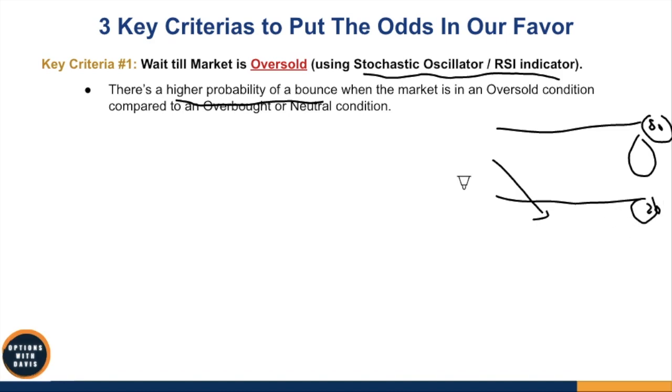Now, there'll be times when you put on the bull put spread when the market is oversold, and then the market still continues to sell off. That happens in trading. There are no guarantees that once it's oversold, the market will definitely bounce back up. So it is a probability game. The key here to understand is that there is a higher probability of it bouncing back up when the market is oversold compared to when the market is somewhere neutral or when it is overbought. So this is key criteria number 1.